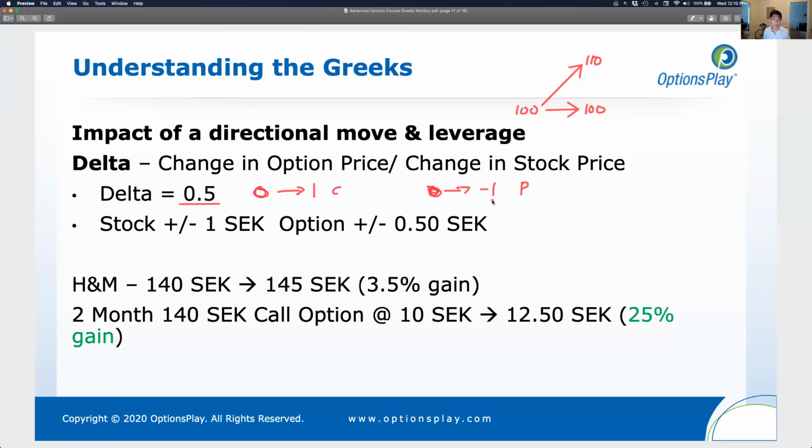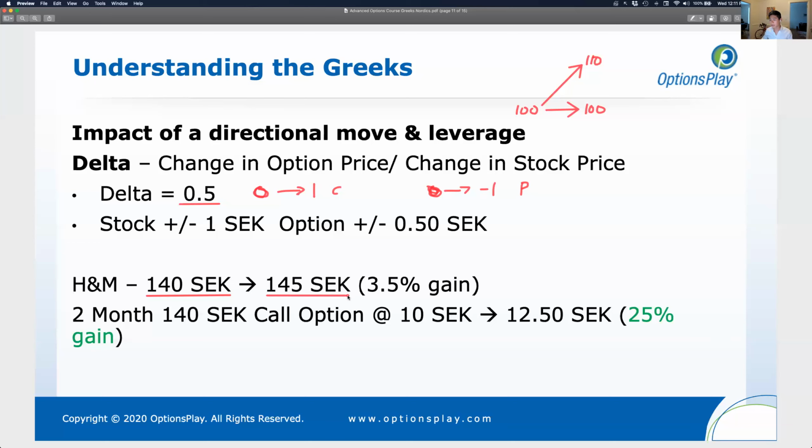Now, what delta tells us is how much the value of the call or put option changes with respect to a change in the underlying stock's value, because the value of an option is predominantly derived from the value of the underlying stock. Whenever we buy an at-the-money call option, the delta is generally going to be 0.5. What that means is, let's say I have H&M, and I'm going to use a real example. H&M stock's currently trading around 140 crowns. Let's say I buy the 140 crown call option, and the stock goes from 140 to 145.